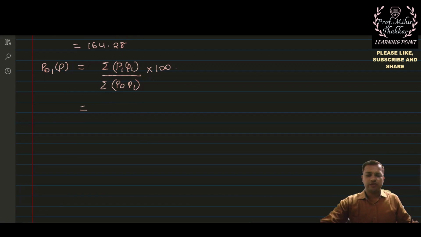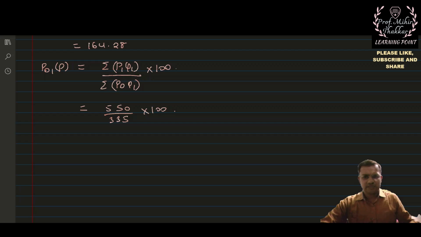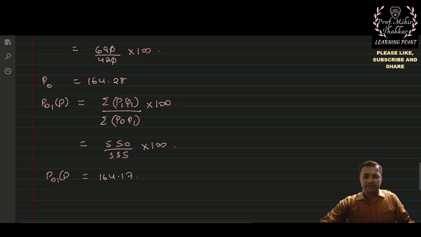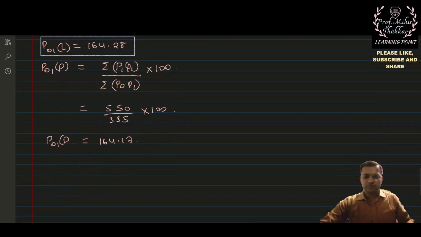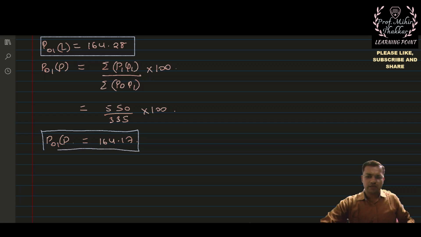So I will get over here 550 divided by 335 multiplied by 100. So my friends, on cancelling the numbers with 5 and then dividing the remaining values, you will get the answer as 164.17 as your Paasche price index number, and the Laspeyres price index number P01L is equal to 164.28. So guys, for doing this much calculation, you are going to get 4 marks in your exams.